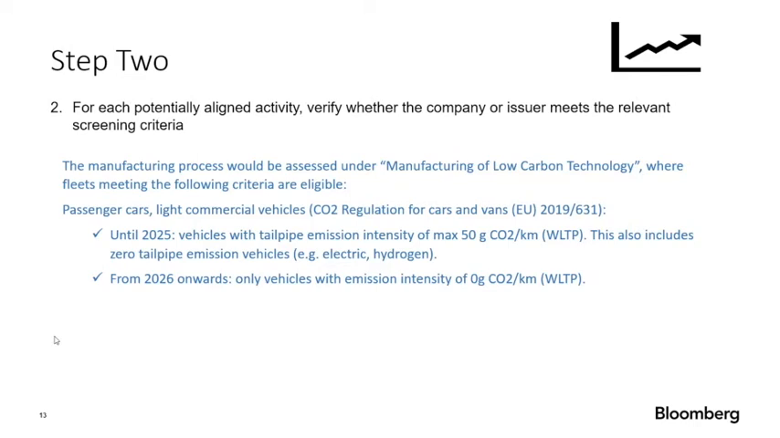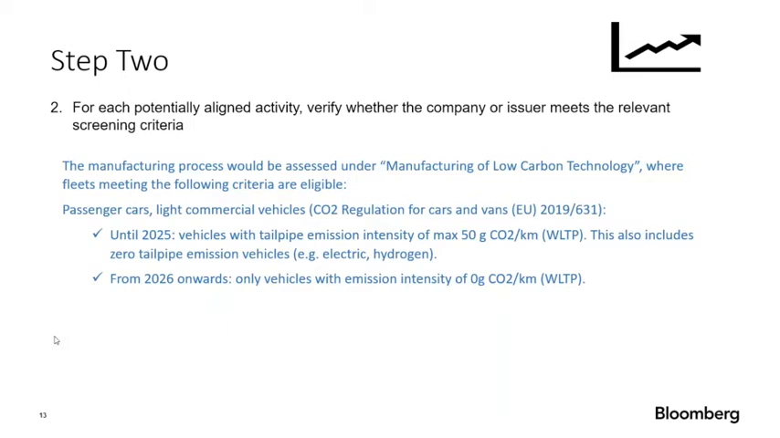The next step is then saying, right, given that they have segmented, which of those that are eligible need to meet certain tests? So for both tests under transport and manufacturing of low carbon technology, according to the taxonomy, the tailpipe emission of the vehicles needs to be less than 50 grams of carbon dioxide per passenger kilometre up to 2025, and then 0 grams thereafter.